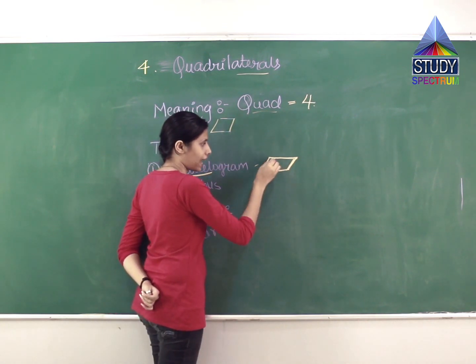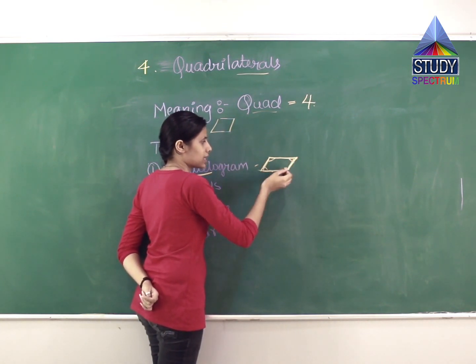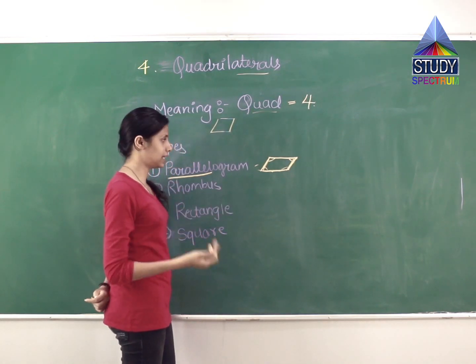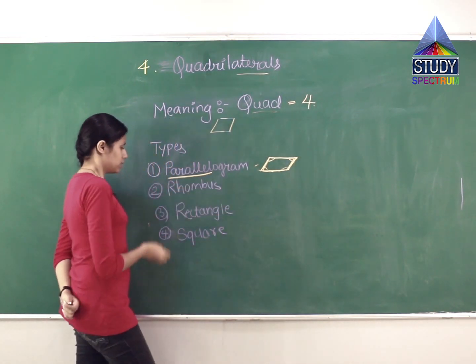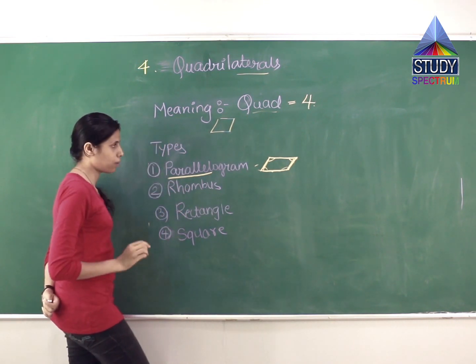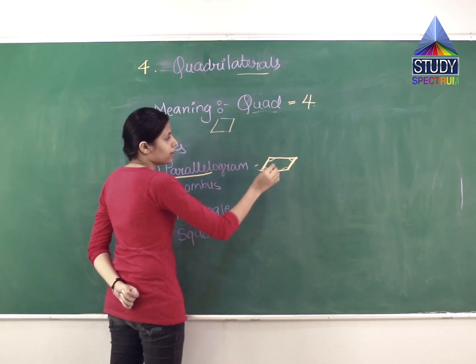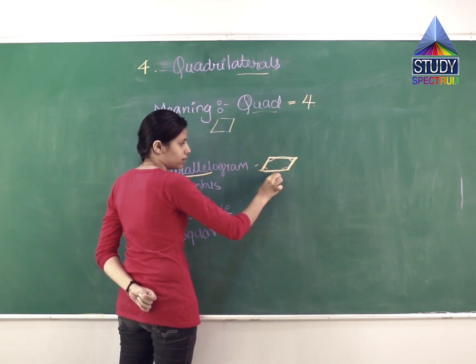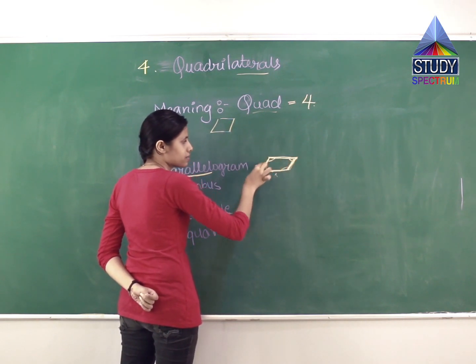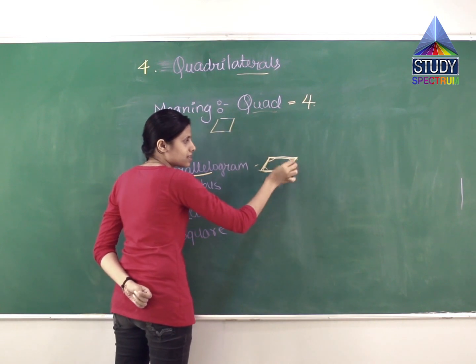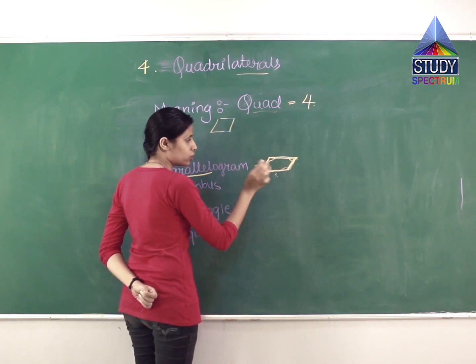They have four angles, as you can see. The other properties of parallelogram we will study in detail later on. The second quadrilateral is rhombus. What is a rhombus? In a parallelogram, the uppermost side and the bottom side are longer than these sides. They are relatively smaller than this length. Breadths are relatively smaller than lengths.